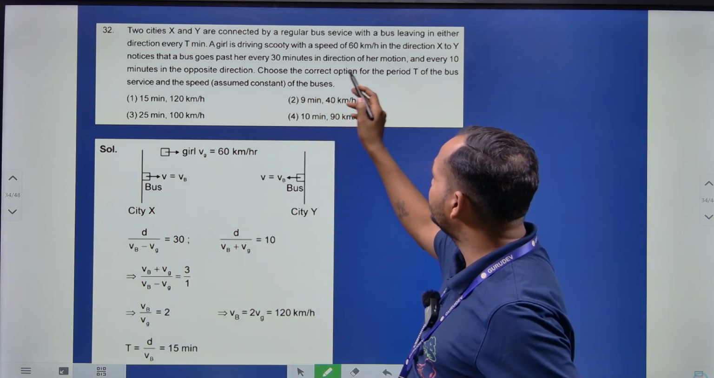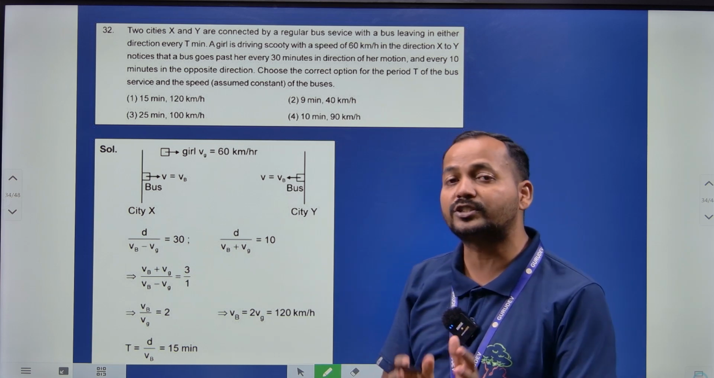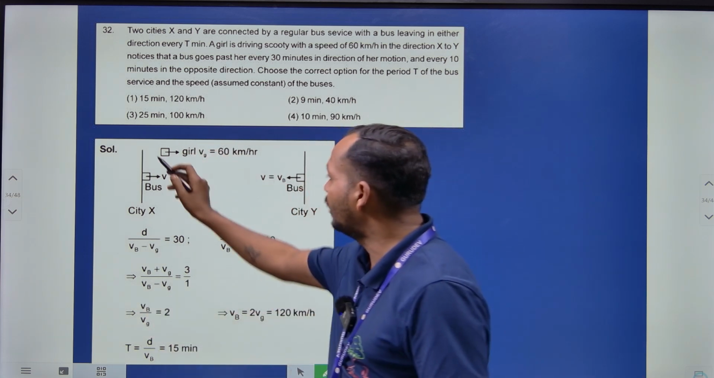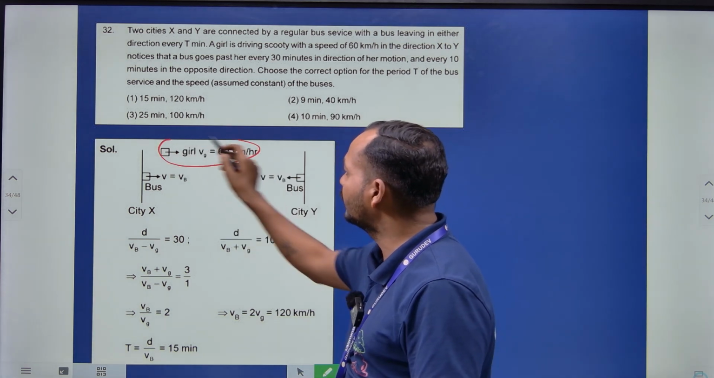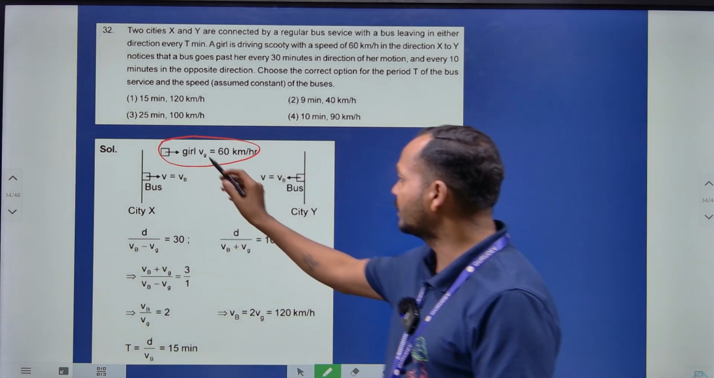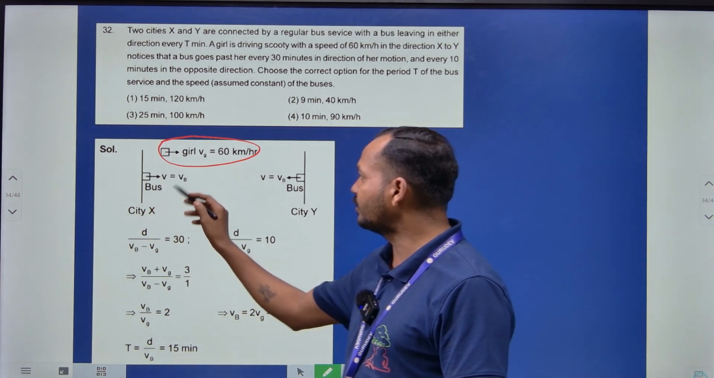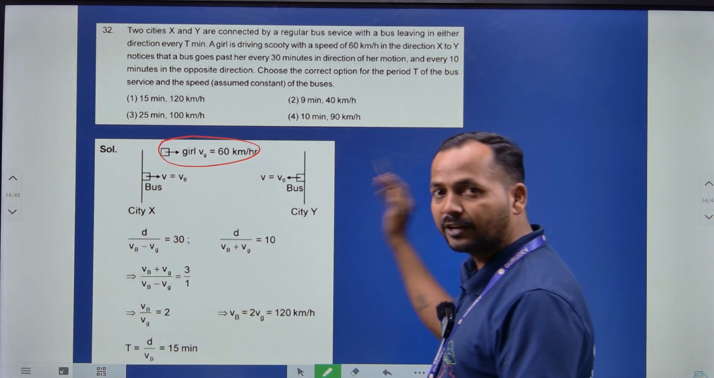गर्ल ड्राइविंग स्कूटी विद स्पीड ऑफ 60 किलोमीटर. एक गर्ल है वो 60 किलोमीटर पर आवर के हिसाब से एक स्कूटी चला रही है, ठीक है. यहाँ पे दिखाया गया है वो गर्ल का वेलोसिटी है. वेलोसिटी ऑफ द गर्ल इज 60 किलोमीटर पर आवर. तो एक्स सिटी से बस क्या जाएगा? वेलोसिटी ऑफ द वीबी, और वो वाई को टच करके फिर वापस आएगा.